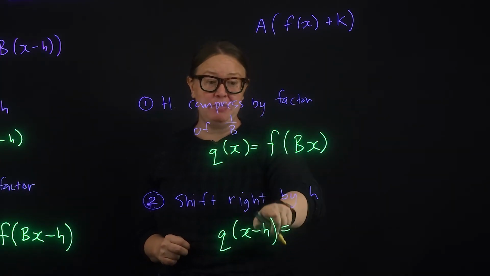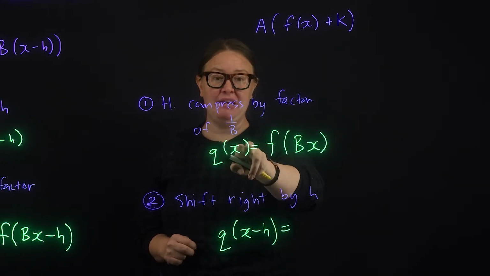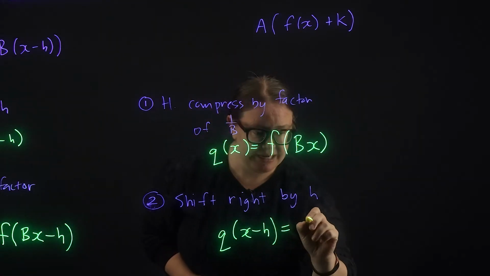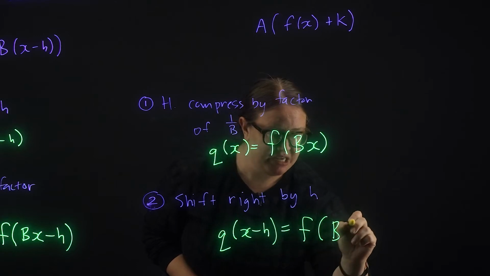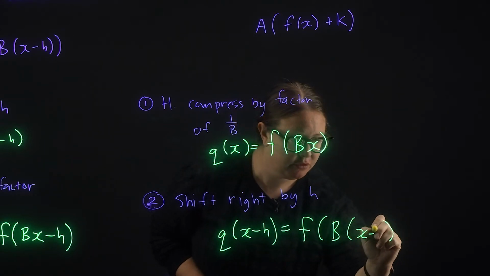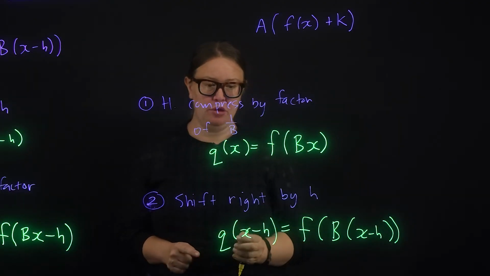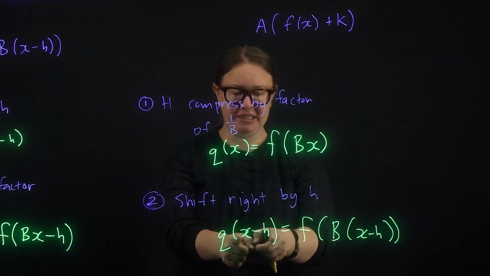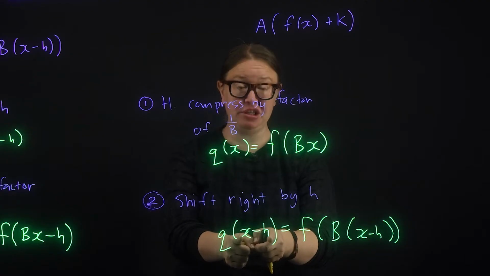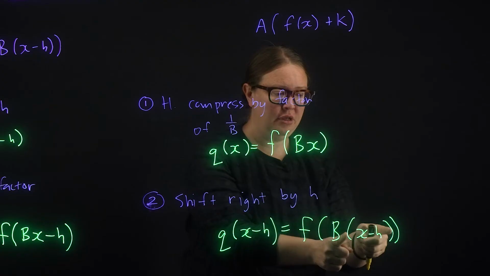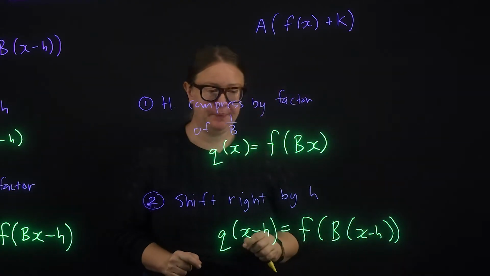X minus h is my input. I want to plug that in for x in my function q. So what that is, is f of b times x minus h. Okay, and again, that's because when I shift, x minus h is my new input, and I need to put that in for x. And that's why I have these parentheses here.